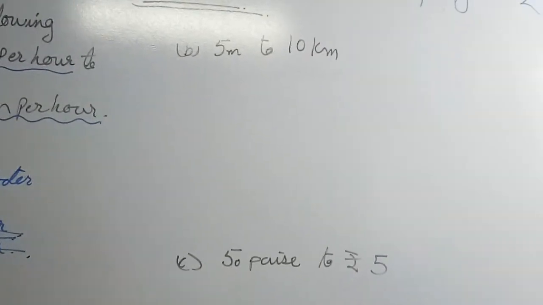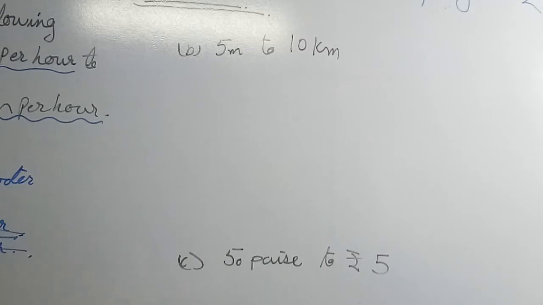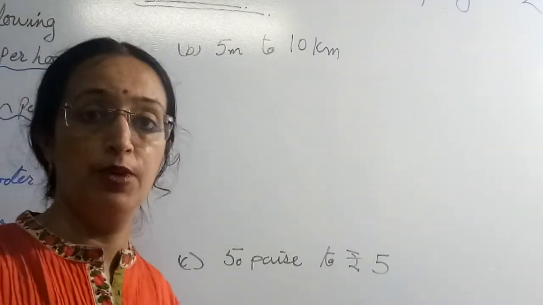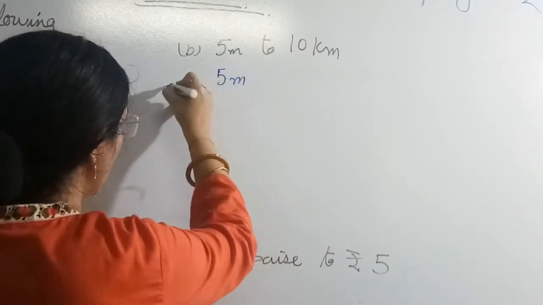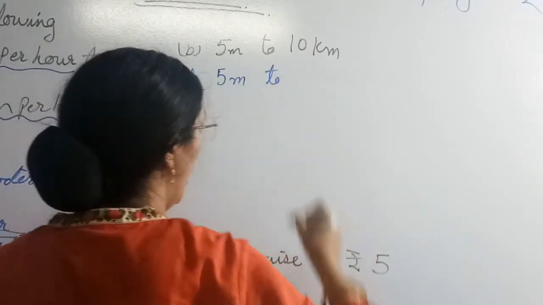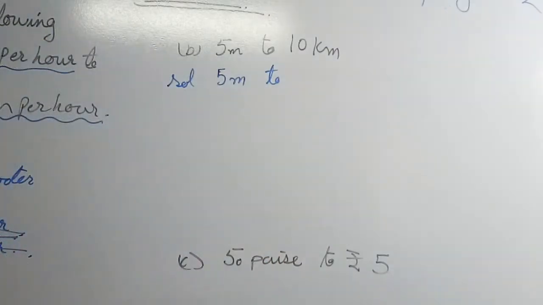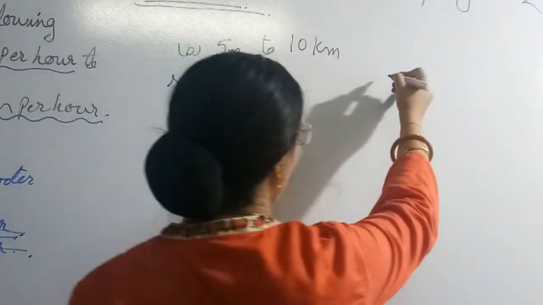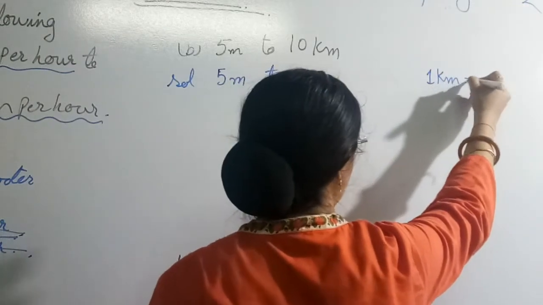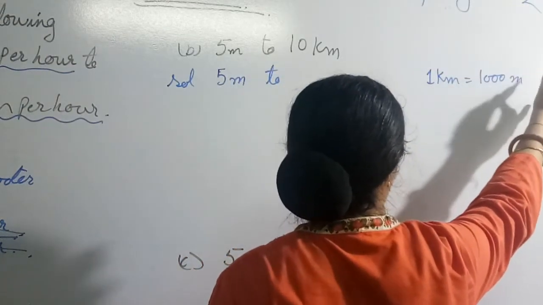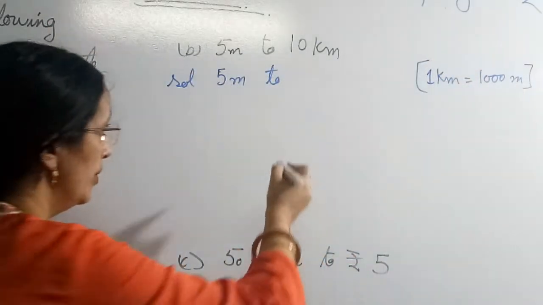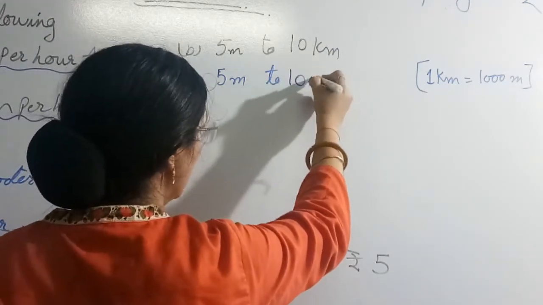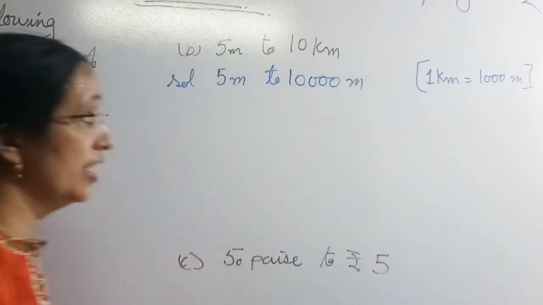Now let's see the second part of this question. Here they have given 5 meter to 10 kilometer. Again the first step is to make the units the same. So it is 5 meter, solution 2. Now if we convert kilometers, how much will it come to? We know 1 kilometer is equal to 1000 meter. So what will it become? Now we can find the ratio.